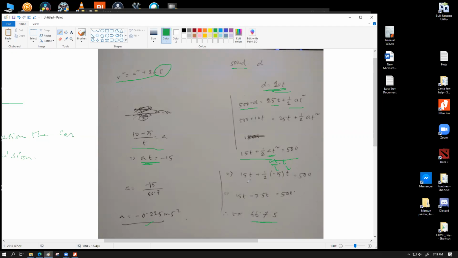Asif, I can repeat how I got d equals 10t. That d is basically the distance covered by the cyclist over the duration of t. So speed equals distance over time, so distance equals speed into time. 10 meter per second is the speed, t is the time. So, understand?